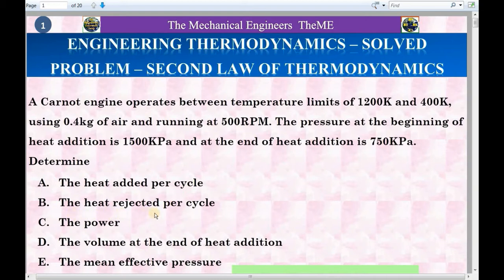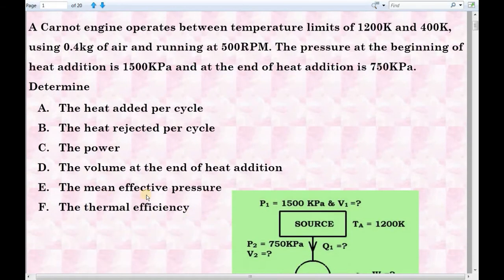B. The heat rejected per cycle. C. The power. D. The volume at the end of heat addition. E. The mean effective pressure. F. The thermal efficiency. Okay.